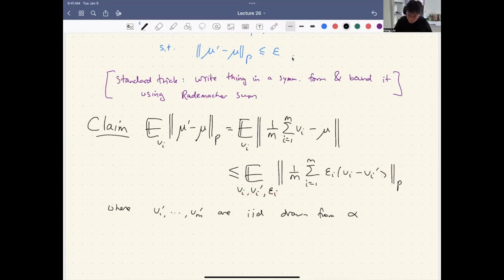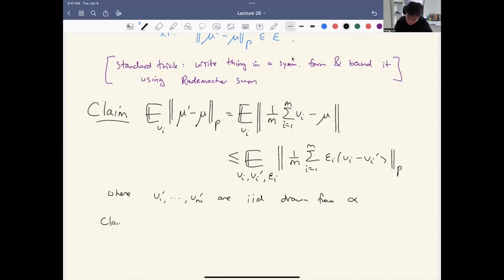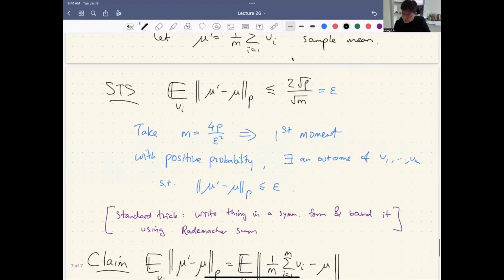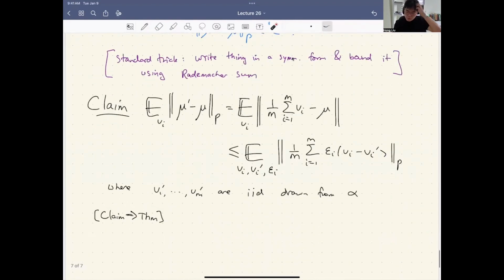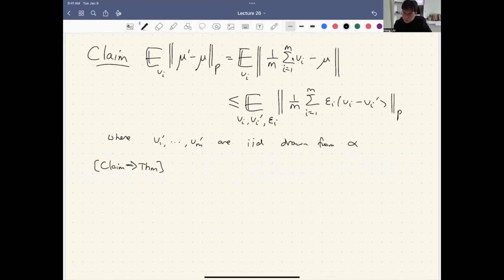So that finishes the proof. This claim actually implies this step. It implies that the thing we want to bound is at most this. First, by the claim, this is at most this quantity. But let me use the triangle inequality, because the p norm is a norm, to break this into two parts. So: triangle inequality and the claim.